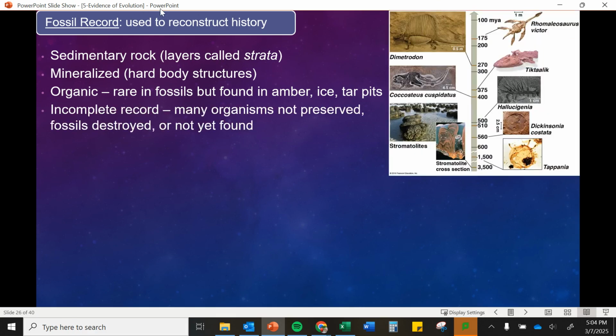The issue with the fossil record is that it's incomplete. Many organisms are not preserved, fossils are destroyed, and fossils are not yet found. So there are lots of gaps and issues with using only the fossil record as evidence for evolution. But there are some that we can use.